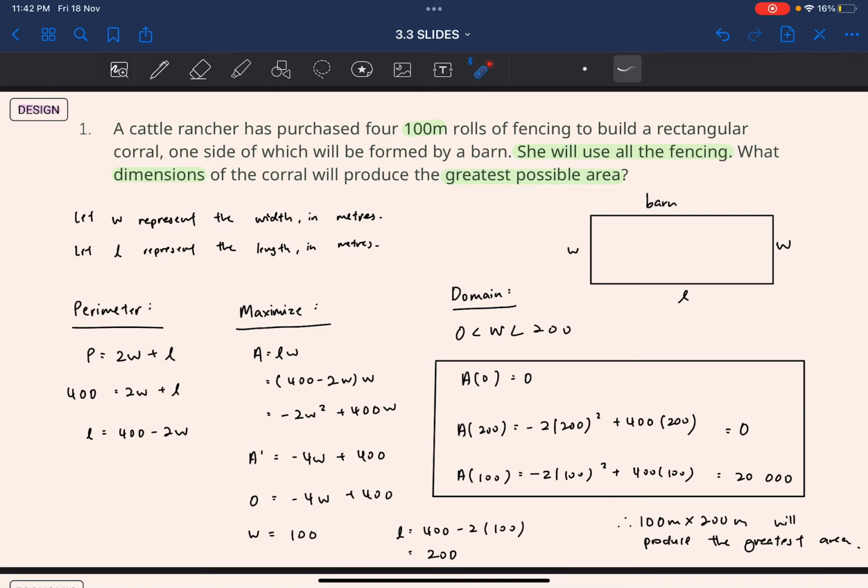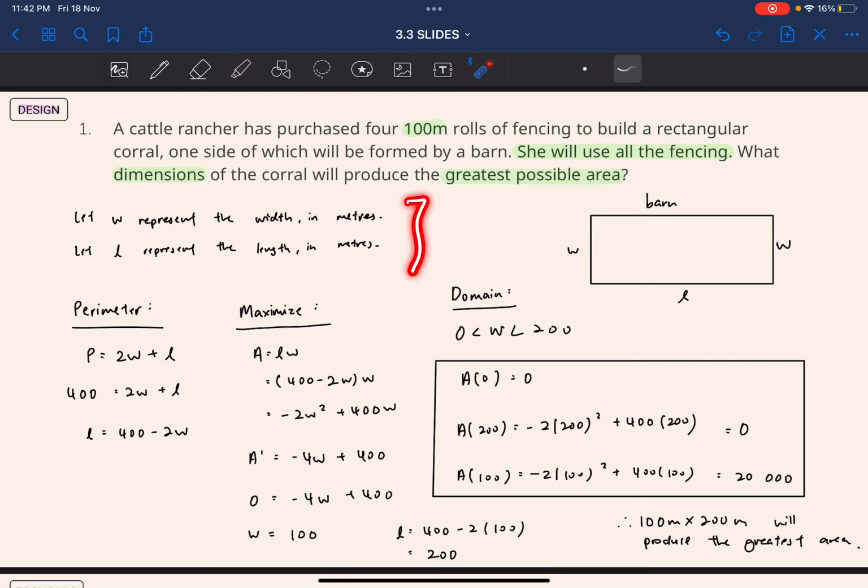A cattle rancher has purchased 4 100-meter rolls of fencing to build a rectangular corral, one side of which will be formed by a barn. She will use all the fencing. What dimensions of the corral will produce the greatest possible area? I've drawn a little diagram for you here, and this will be very helpful in your homeworks or your quizzes, for you to draw a little diagram when it's a design question.